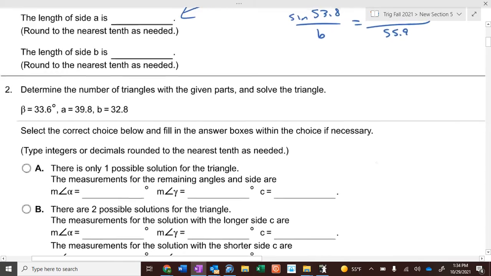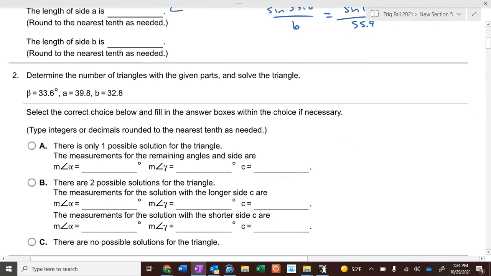Okay, number of triangles problem. First thing you do, draw an acute triangle. You know beta, B, and A. The angle that you know, put down here, 33.6. The side opposite of that is 32.8. And over here is 39.6. So you go the sine of 33.6 over 32.8 equals the sine of alpha over A, 39.6.